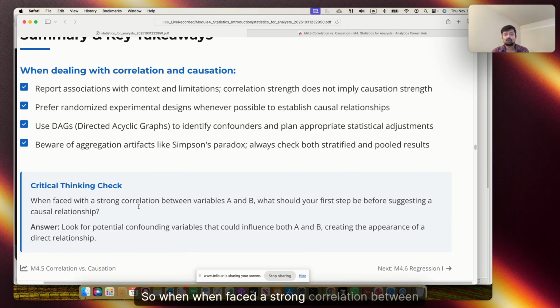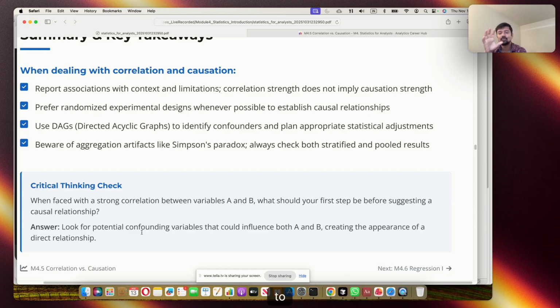So when faced with a strong correlation between variables A and B, what would be your first step before suggesting a causal relationship? Look for potential confounding variables that could influence both A and B, creating the appearance of a direct correlation. If there is no confounding variable, you can report that this can be an obvious relationship between A and B. If there is a confounding variable, remove the confounding variable from the analysis and see the relation again. If the relation exists, that means there might be a strong association between A and B. This kind of exercise you can do before reporting your correlation results, and it will help you to identify what is correlation and what is causation.